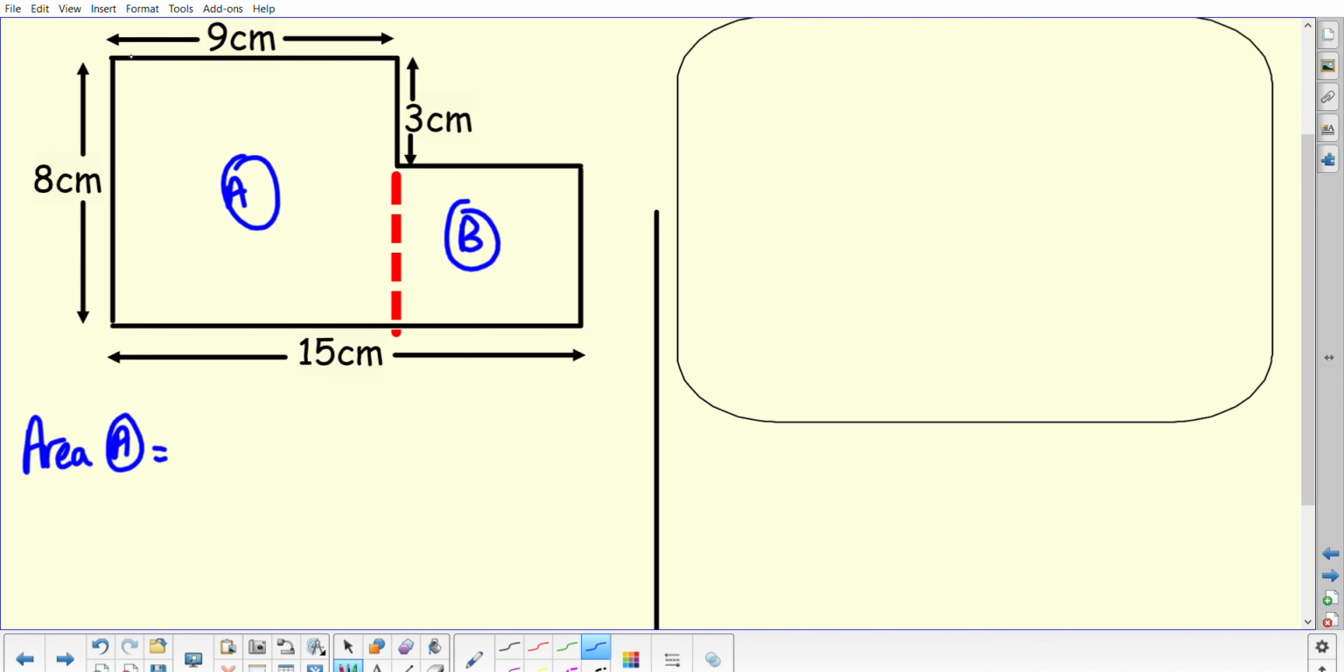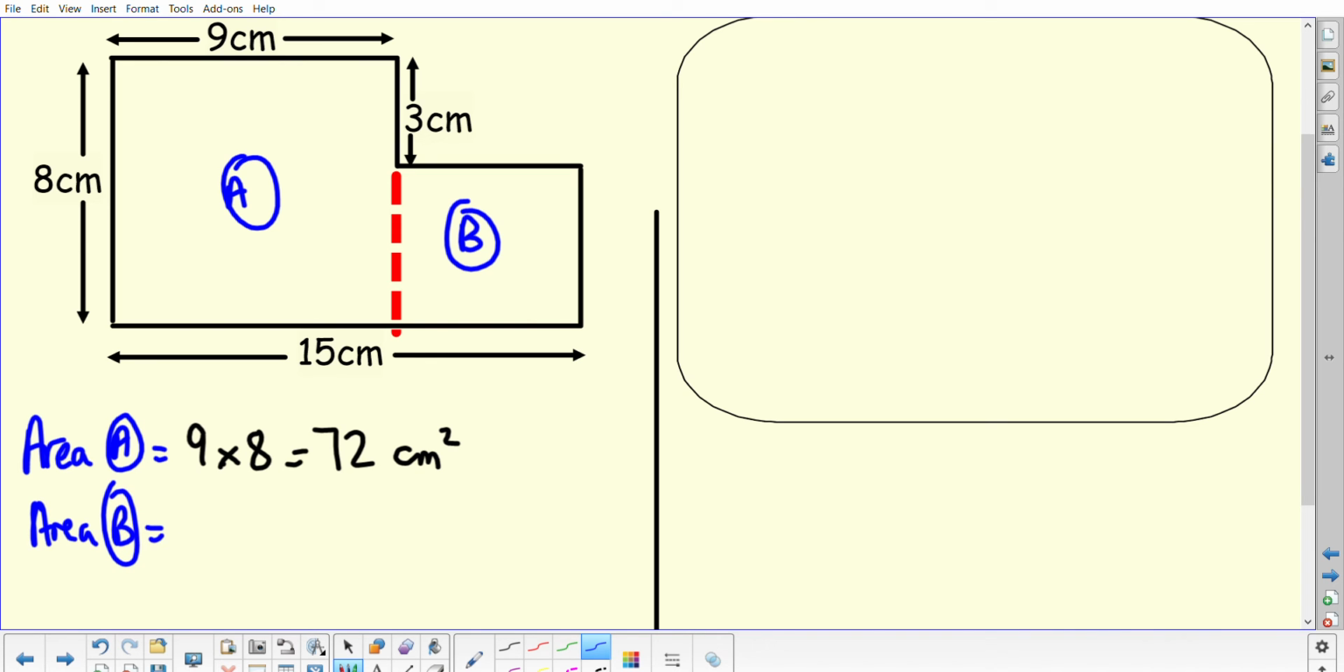So when you're looking at the rectangle for A, the measurements that you would be looking to use would be the 9 for this side and then the 8 here. So you would not be using the 3 at all. So the area of A will be worked out by doing 9 times 8, which is of course 72 square centimetres.